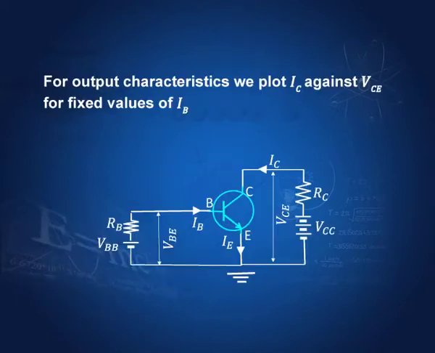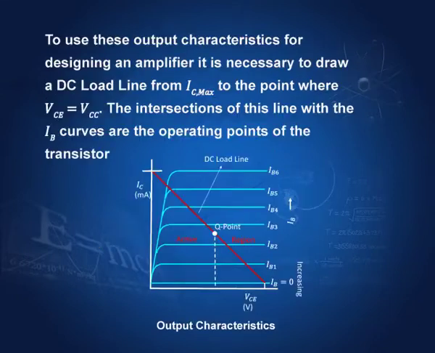For output characteristics, the circuit remains the same, but we now plot, as I said, IC against VCE. So, this is IC on this axis and this is VCE on this axis. And for constant base currents, this is the kind of graphs that we get. These are the curves for constant IB. IB increases this way, IB1, IB2, they increase this way. For each curve, IB is constant, and we plot IC against VCE.